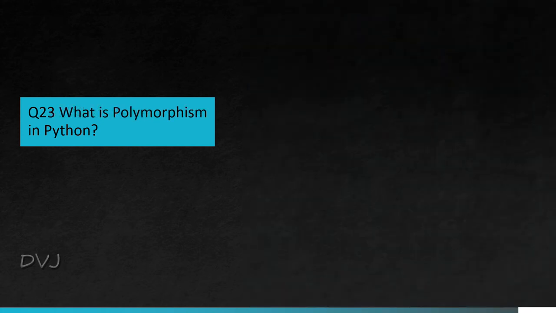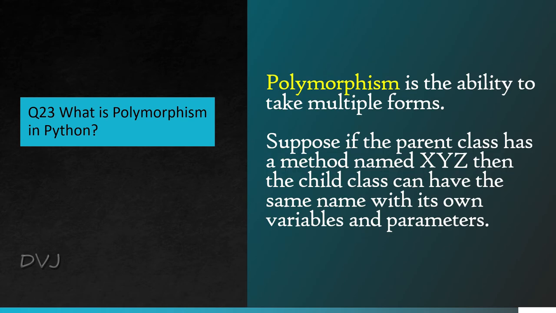Question number 23. What is polymorphism in Python? Polymorphism is the ability to take multiple forms. Suppose if the parent class has a method named xyz, then the child class can have the same name with its own variables and parameters.